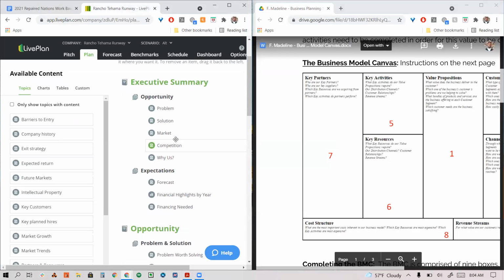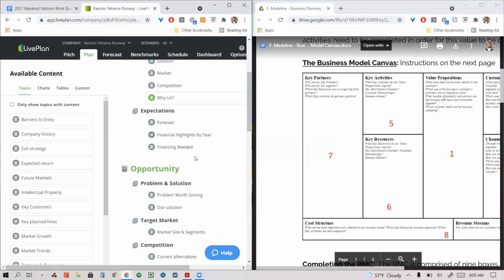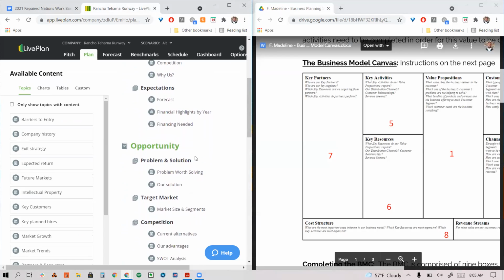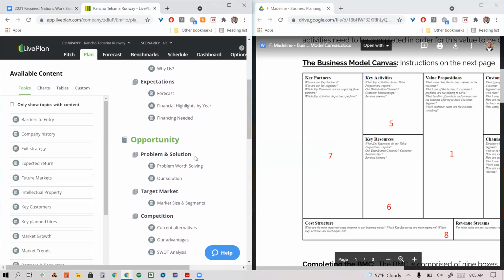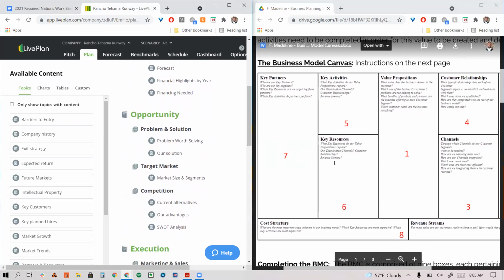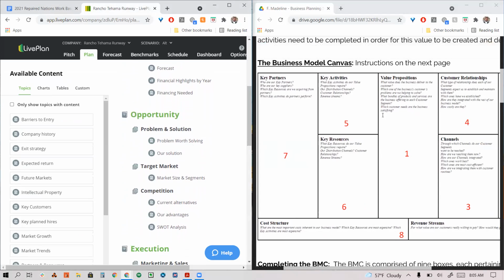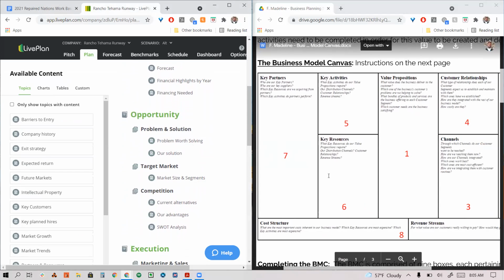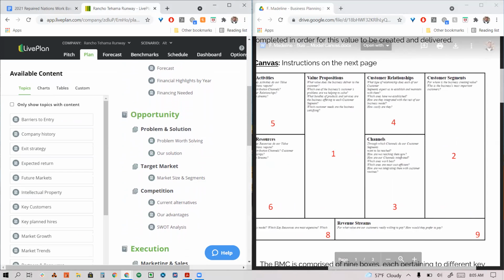You can see that it starts with an executive summary that's talking about opportunity and expectations. I'll skip past that because it's just a summary of everything else. So there's a place for talking about the problem and the solution, which equates roughly to this value proposition. What are we doing? Why are we doing it? There's a place here for the target market, which equates roughly to customer segments. There's a place for competition.